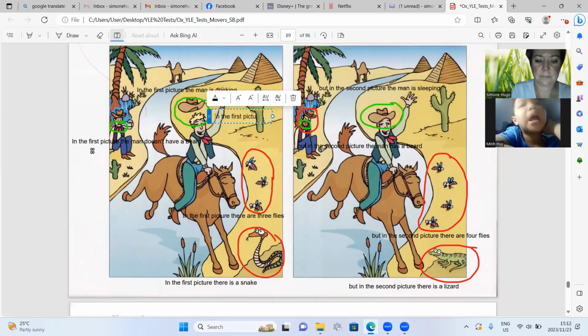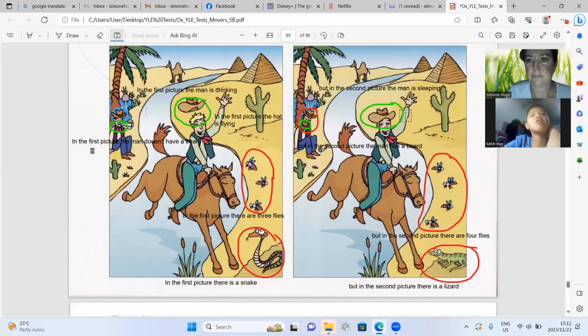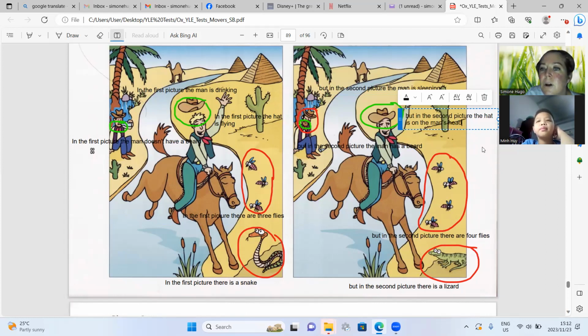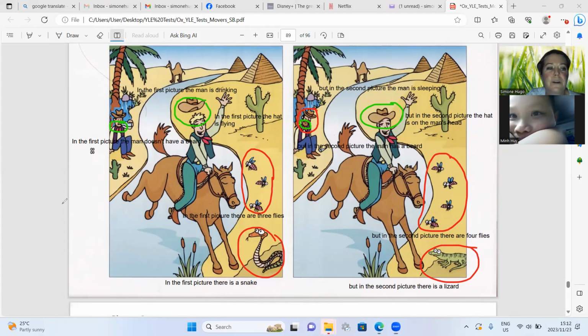The hat is flying, but in the second picture, the hat is not flying. It's on the man's head. Okay. Right, let's read all of those for me.